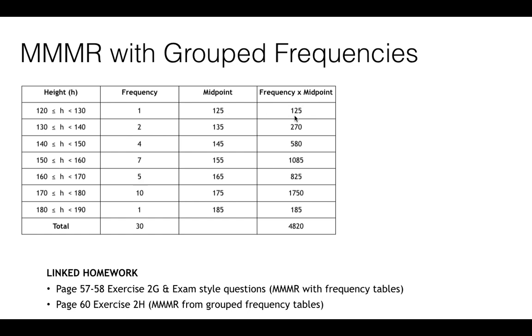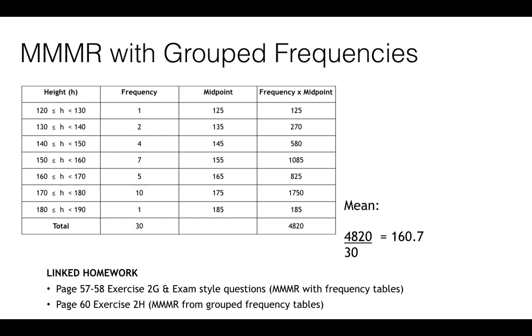So in this case, 1 times 125 gives us 125. Okay, so we're saying that we have 125 centimetres worth of student in this class here. When we get down to the next one, we've got 270 centimetres worth of students in this class, and so on and so on and so on. And eventually we add them all together and we estimate that we have measured around about 4,820 centimetres of student in total. Again, I've added up all my students here and I've got my 30 students.